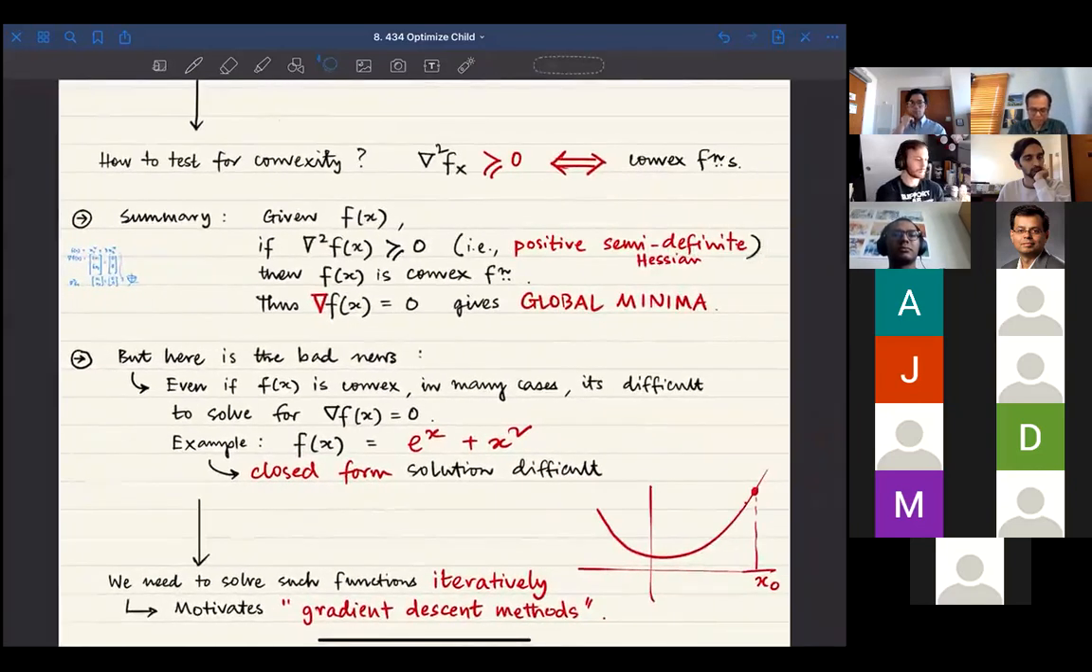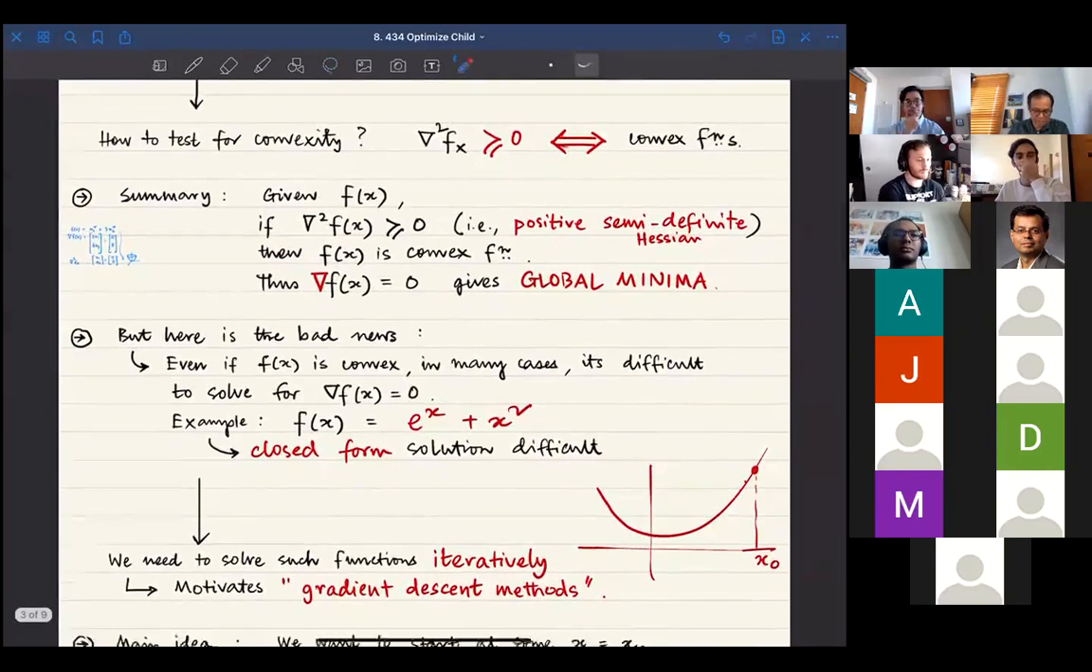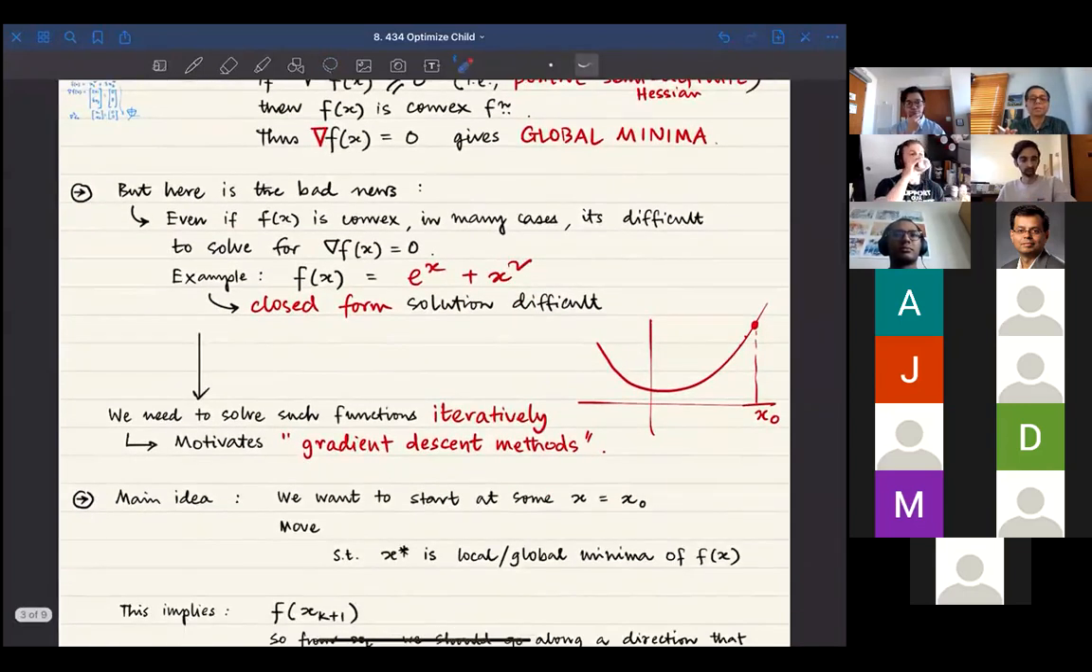Very good. Okay, so that's the global minima. But here is the bad news. The bad news is that even if f(x) is convex, in many cases it's difficult to solve for ∇f(x) equals 0. And one example is over here, e to the power x plus x square.